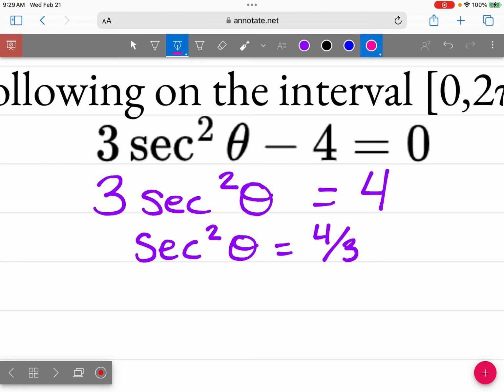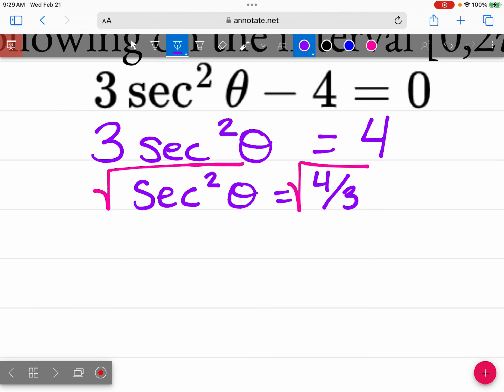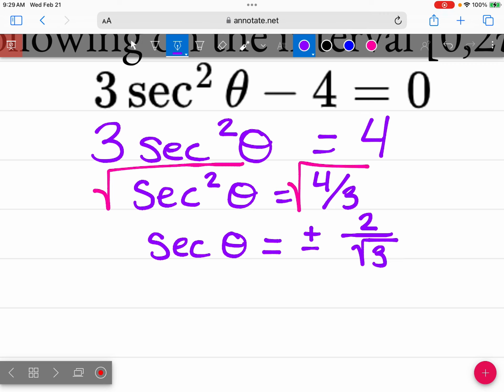Next thought. What can we do next? Square root. Excellent idea. So that gives me that secant theta equals plus or minus, because whenever we square root both sides, we get a plus or minus. Square root of 4 is 2. Square root of 3 is irrational, so we're going to leave it as square root of 3.